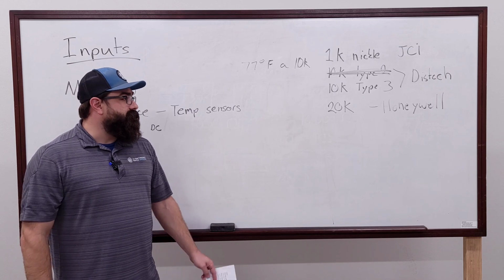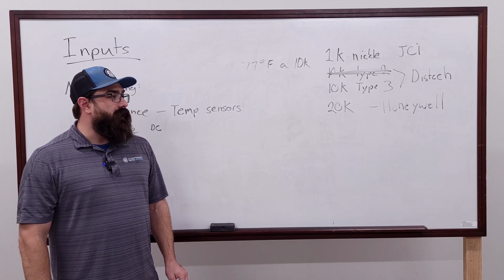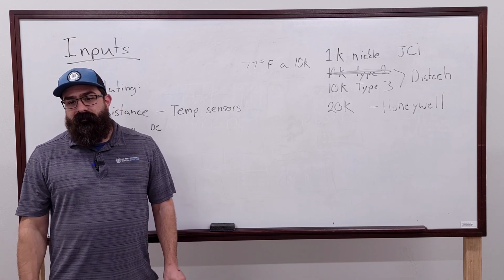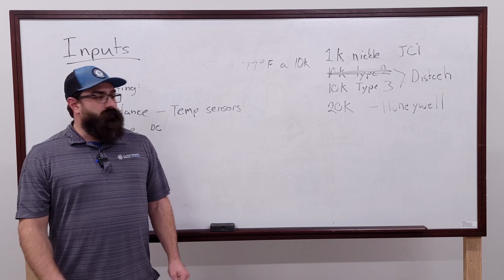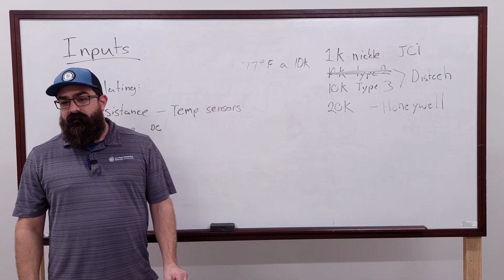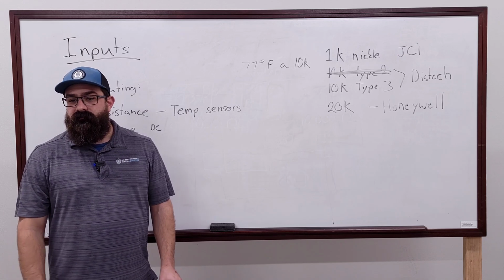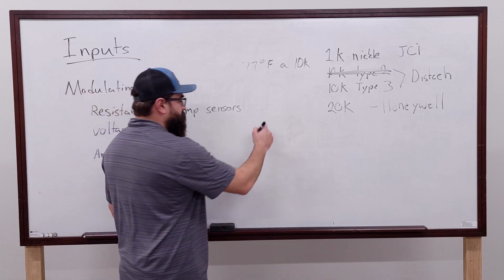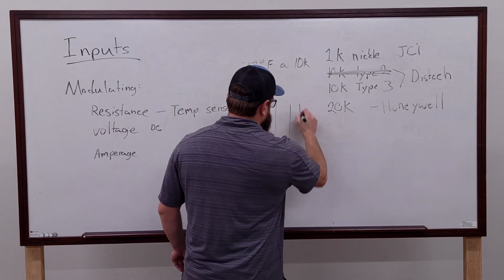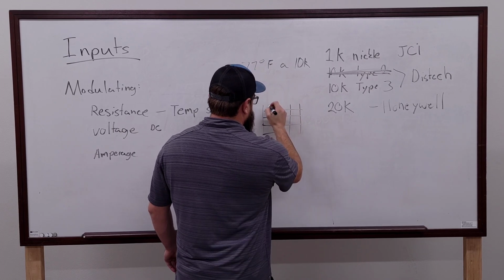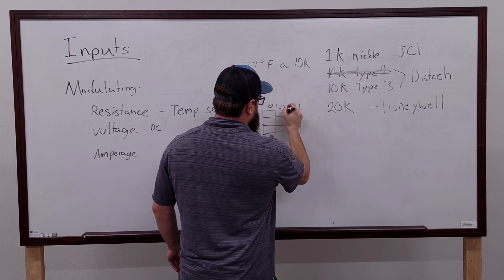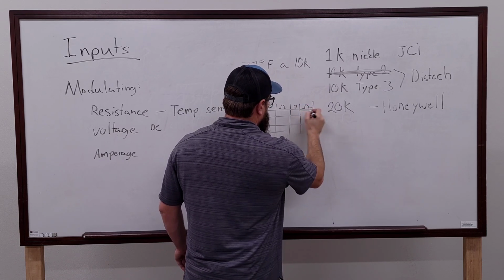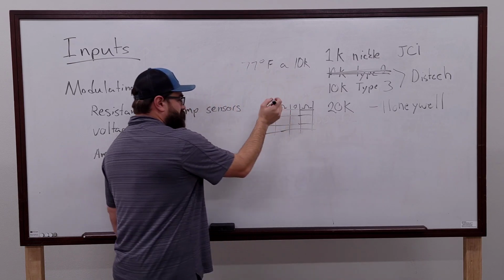The charts are really easy to find. The best one I find that's the easiest to get to is on a company site called BAPI. BAPI's a sensor manufacturer. If you Google 10K type 3 thermistor chart, you'll probably end up with BAPI as your first choice. They're real easy to read. It looks like just an Excel spreadsheet chart with a couple columns and a bunch of rows, and they'll list out a temperature and an ohm, a temperature and an ohm.